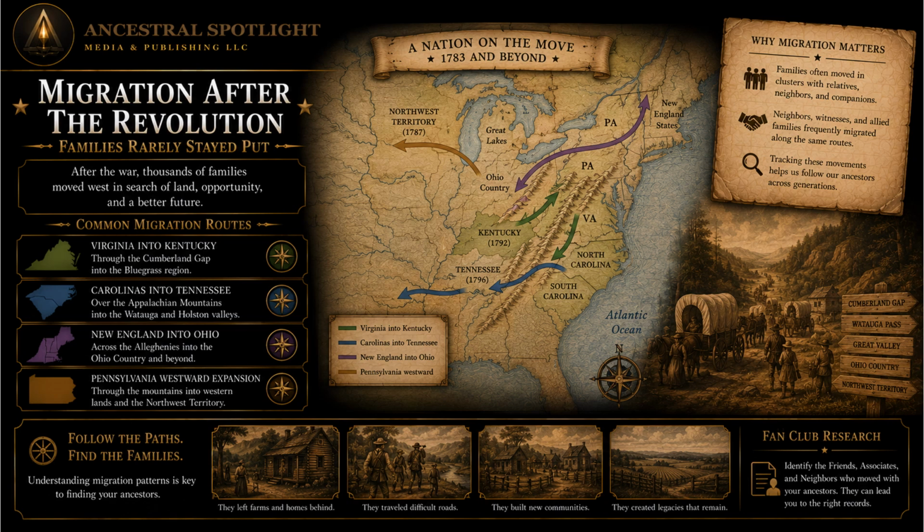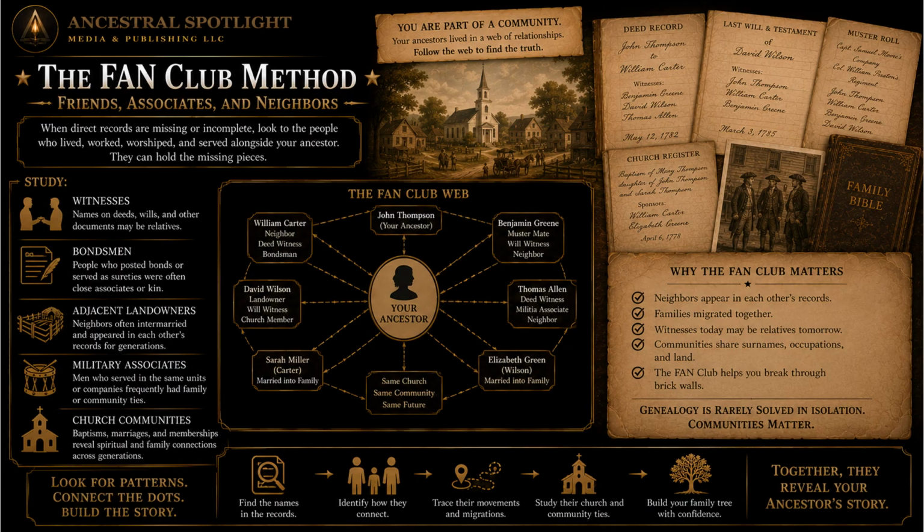The Revolutionary era was followed by enormous westward migration. After the war, many families pushed into frontier regions seeking land and opportunity. Tracking migration patterns is critical because families often move together in clusters. Neighbors, witnesses, and allied families frequently migrated along the same routes. This is where fan club research becomes extremely valuable. The fan club method is one of the most powerful tools in colonial genealogy.